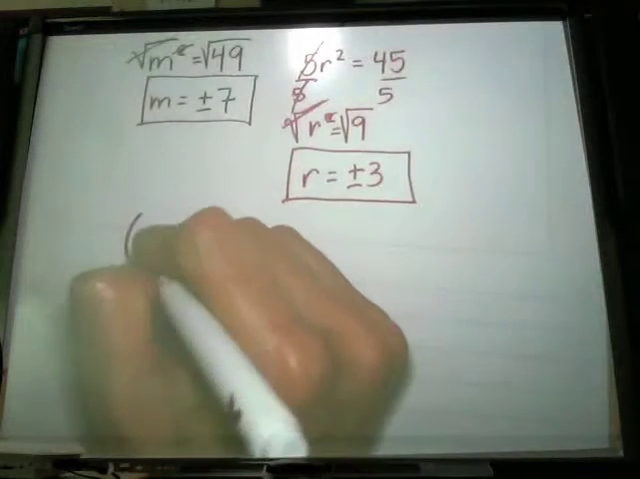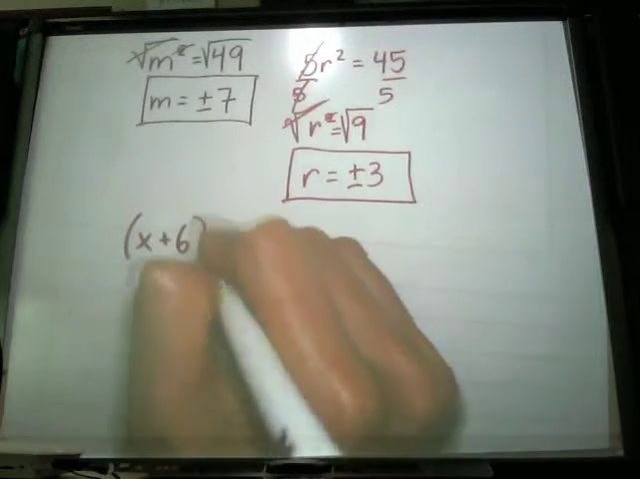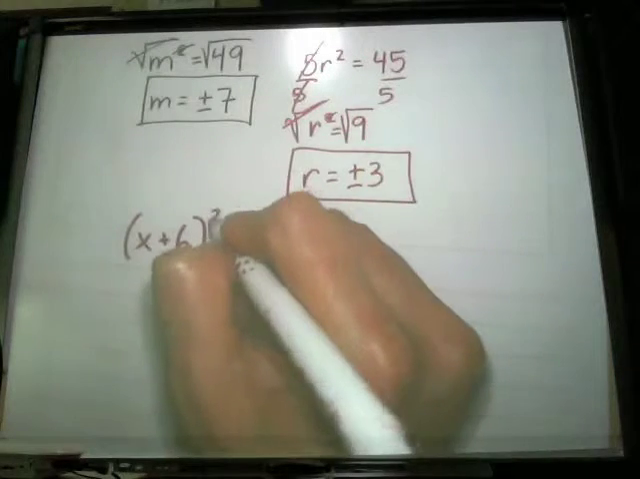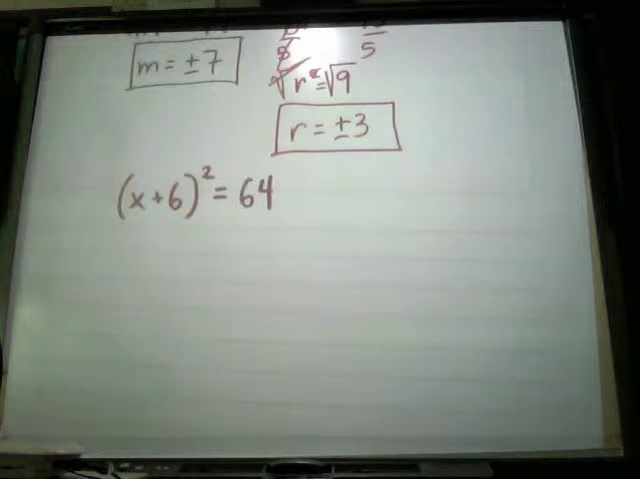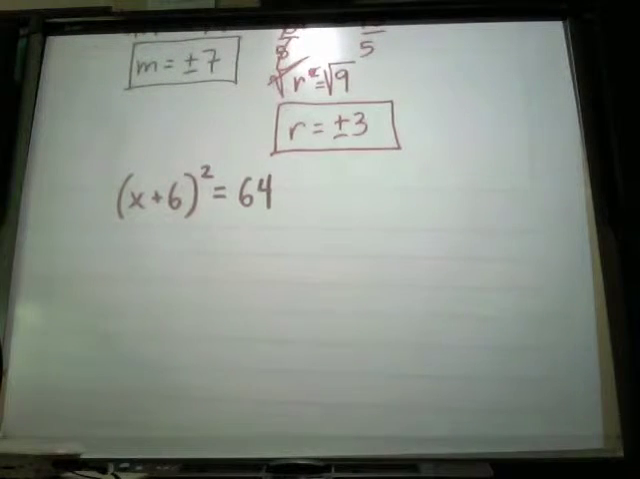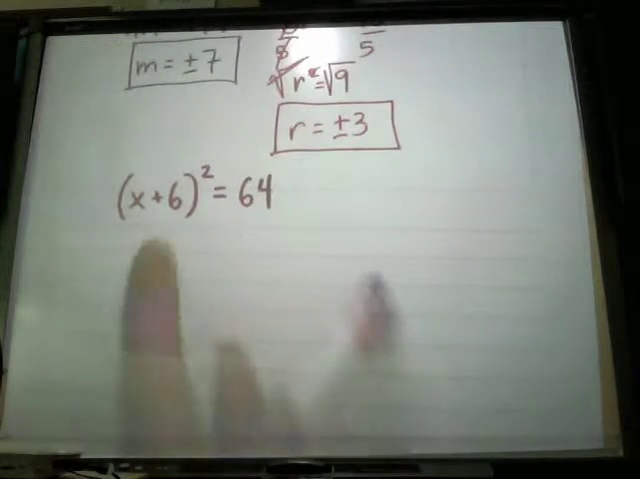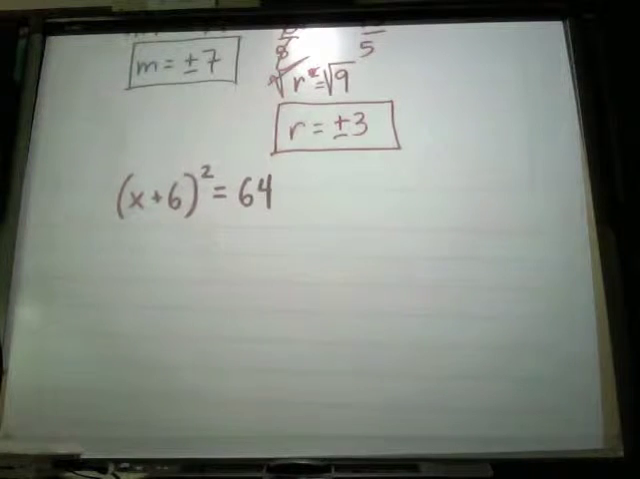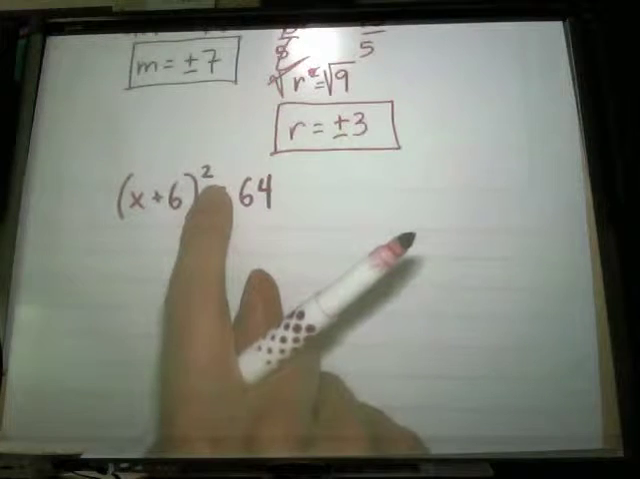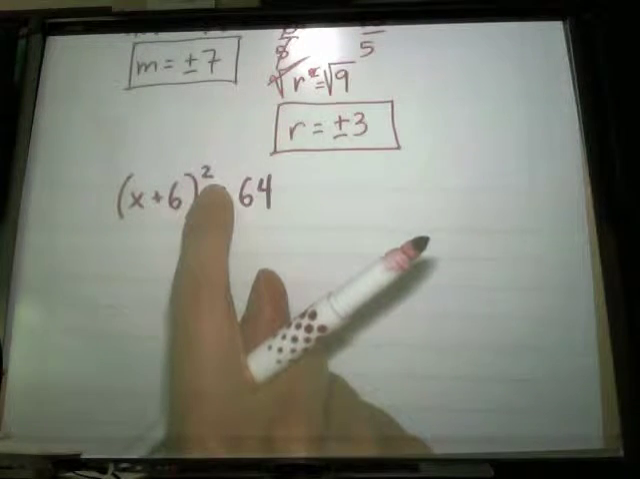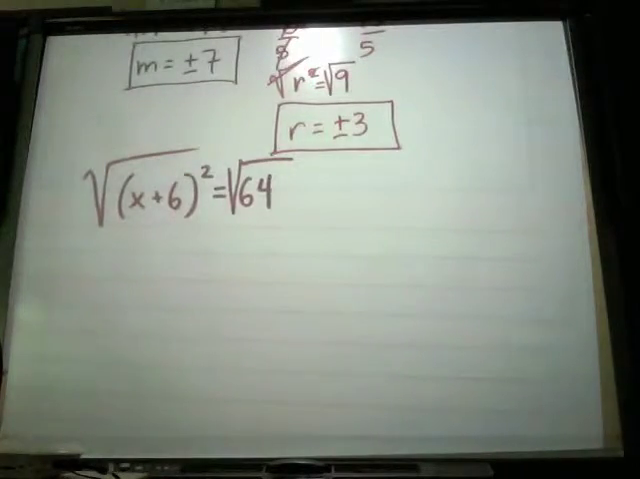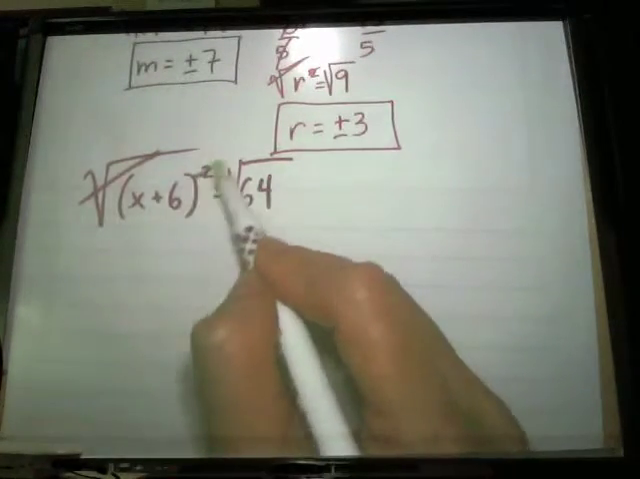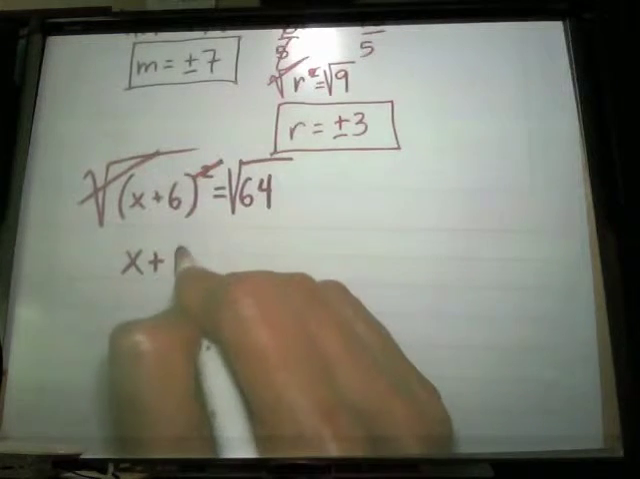Next one. It's going to look like it's going to be hard, but don't worry, this is not a hard one yet. x plus 6 squared equals 64. Notice here are the parentheses. It means the whole thing is squared. We could FOIL it, but we don't need to. If the entire thing is being squared, I just want to undo the power of 2. So I'm going to take the square root of both sides. Now on the left side, square root and power of 2 cancel out, leaving the x plus 6.